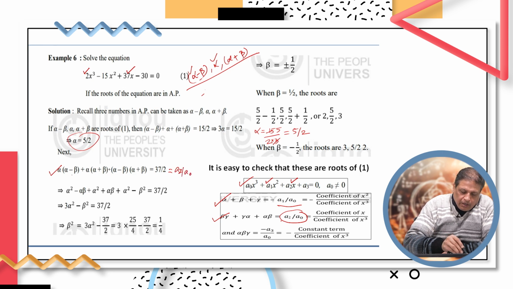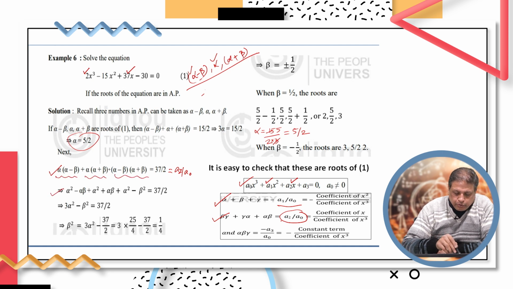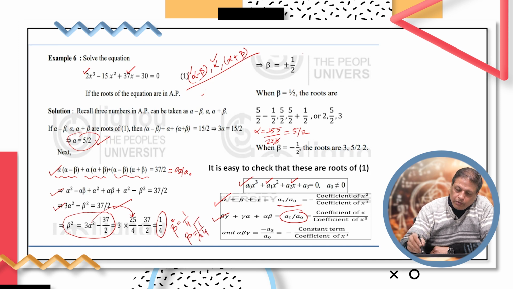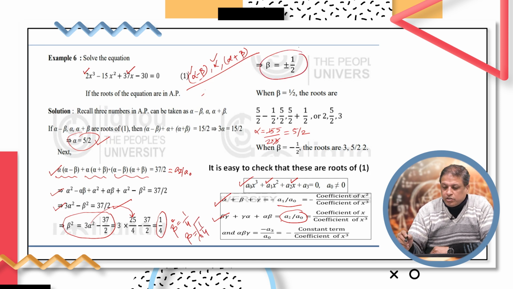Now, opening all the braces and solving, you will get the expression 3 alpha square minus beta square is equal to 37 by 2. Substituting alpha square, which is 25 by 4, you will get beta square is equal to 1 by 4. Now, because beta square is equal to 1 by 4, beta will be the square root of 1 by 4, so beta is equal to plus minus 1 by 2.